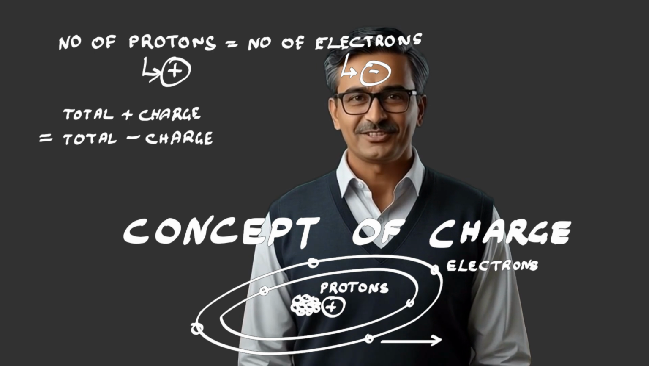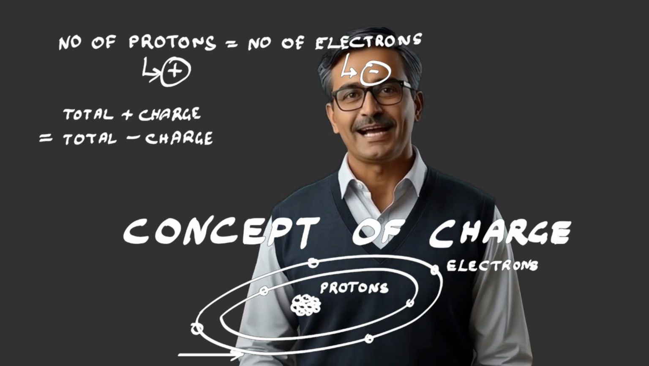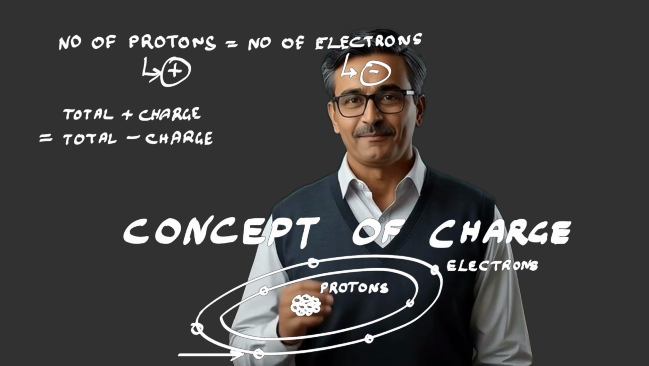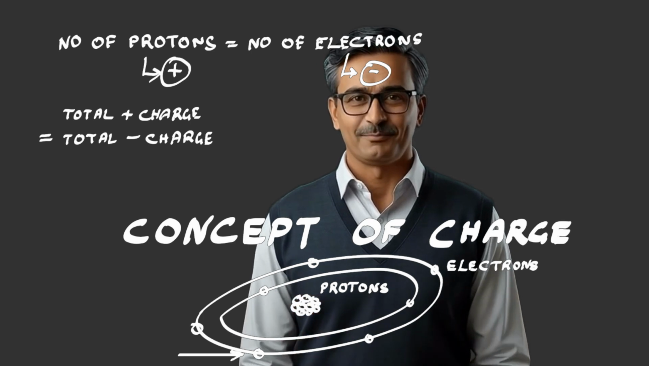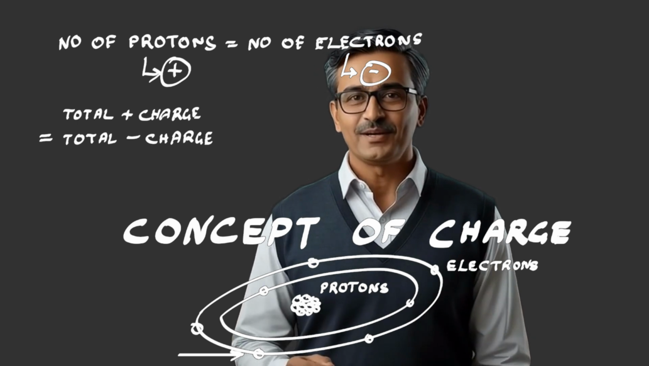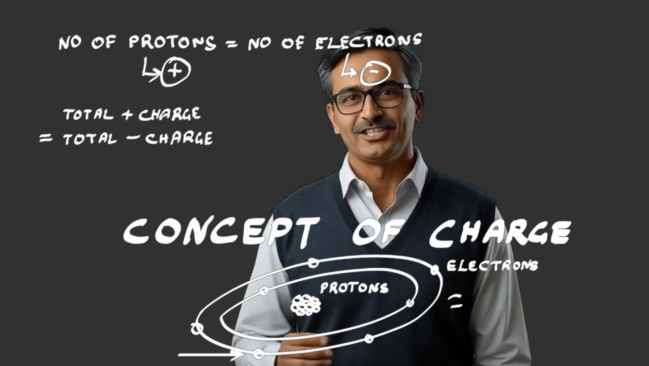Now think the opposite. Suppose one extra electron is added to that atom. Then the number of electrons becomes one more than the number of protons in the atom. So the negative charge becomes more than the positive charge by one electron charge. Therefore, the atom becomes negatively charged.